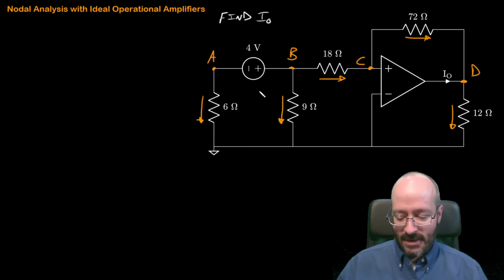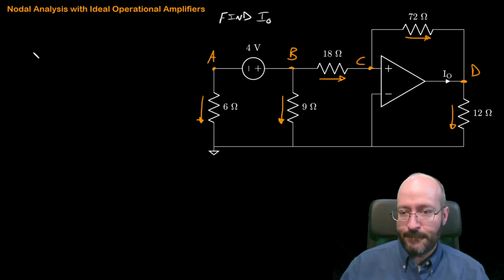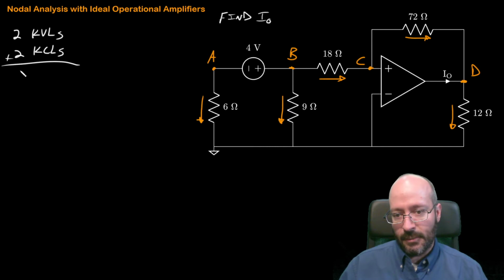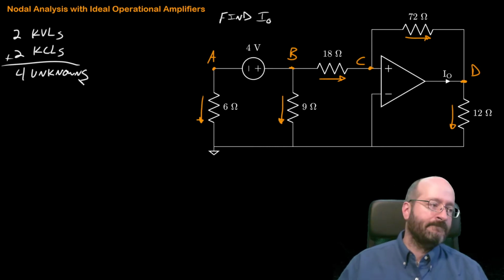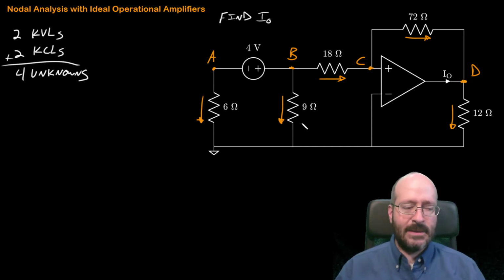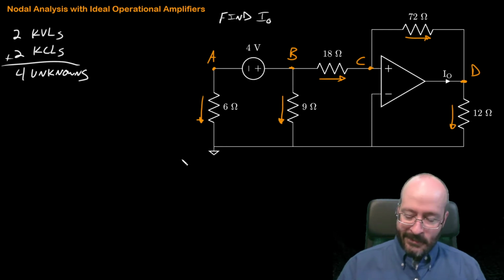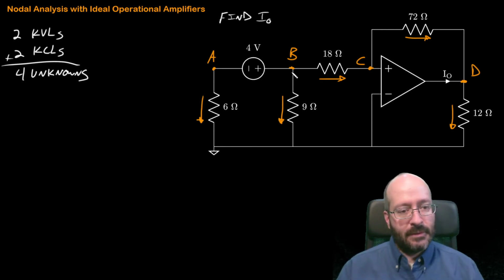I see a voltage supply and I see an op amp. Okay, so I'm going to have 2 KVLs, and I have 4 unknowns, so I'm going to need 2 KCLs, and that's going to cover my 4 unknowns. Okay, the other thing that I notice, I wonder if you notice it too. Something about that voltage supply. Does that voltage supply connect to ground? It does not. Okay, it connects 2 non-reference nodes.